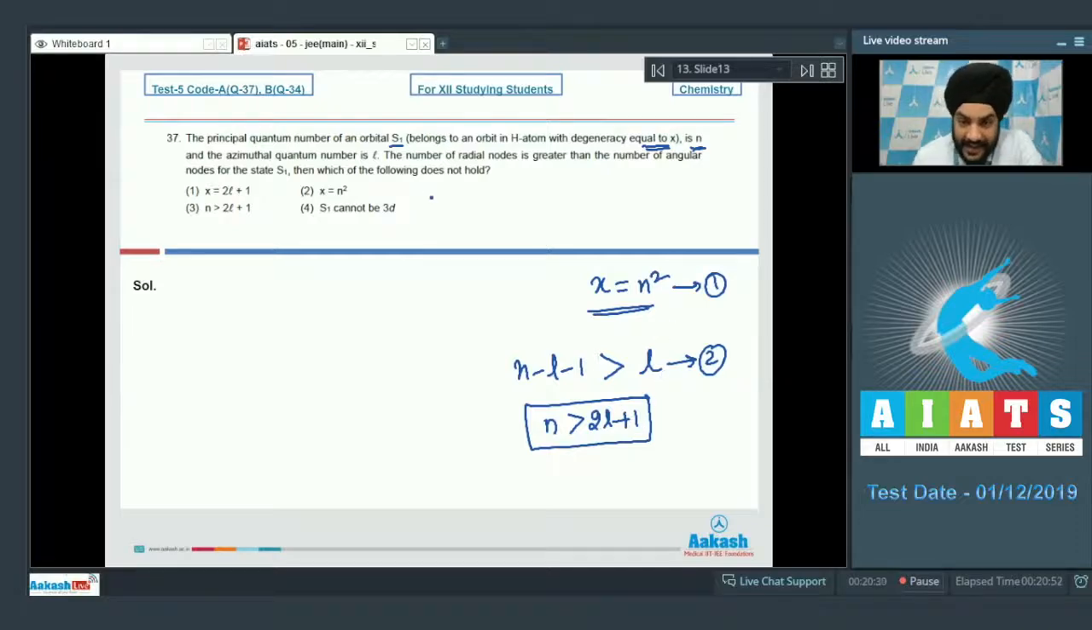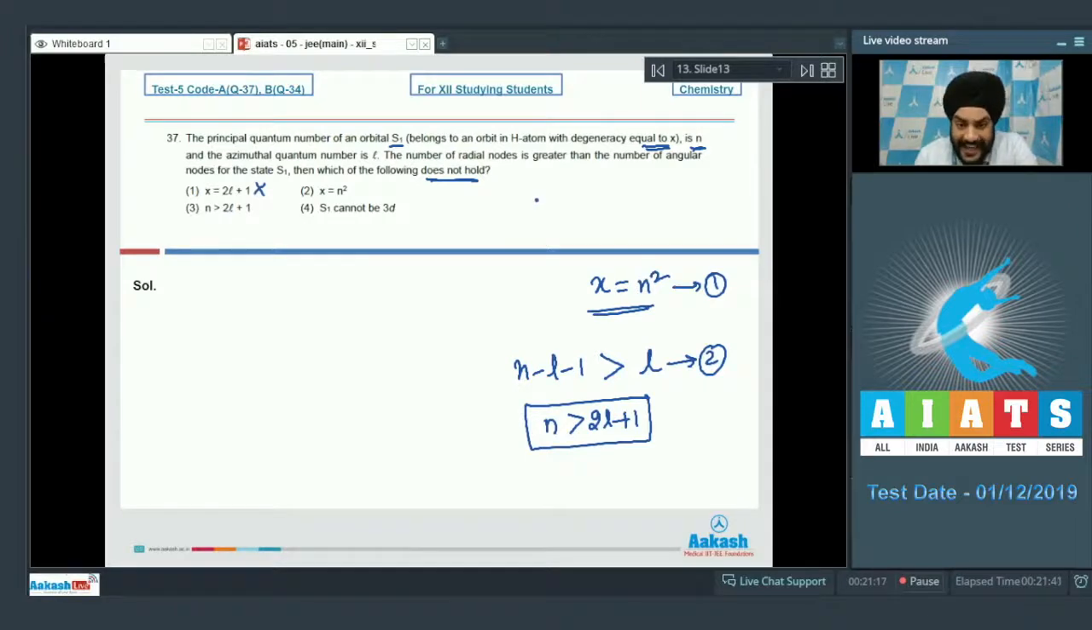The examiner seems to be interested in which of the following statements does not hold. So we have to select the incorrect statement. If you look at the first option, students, it has been given that x is equal to 2l plus 1. So we have a relation between n and l and we have a relationship between x and n. Using these two pieces of information, we can clearly see that the first option is not correct. x was equal to n square, and since n is more than 2l plus 1, x will obviously be more than 2l plus 1.